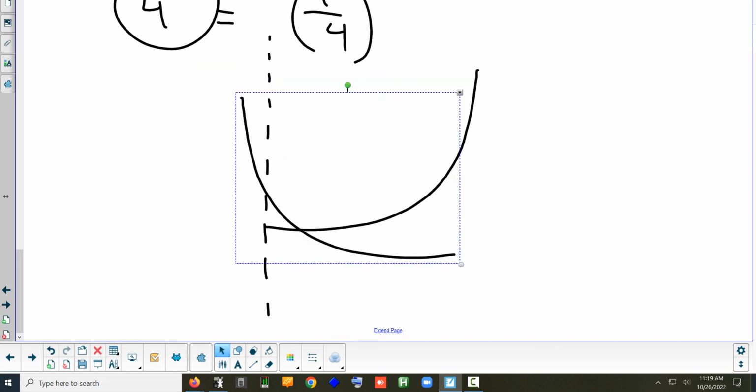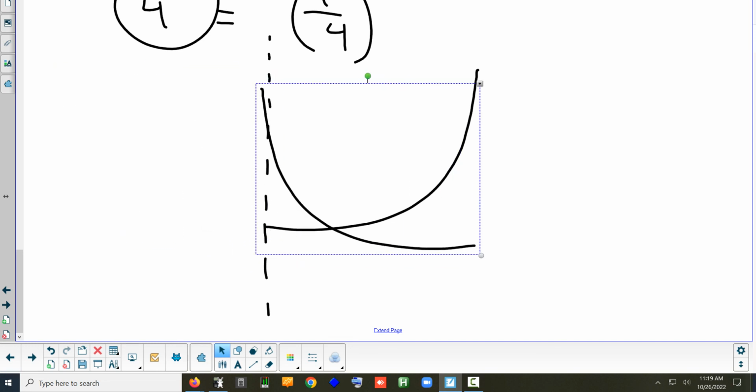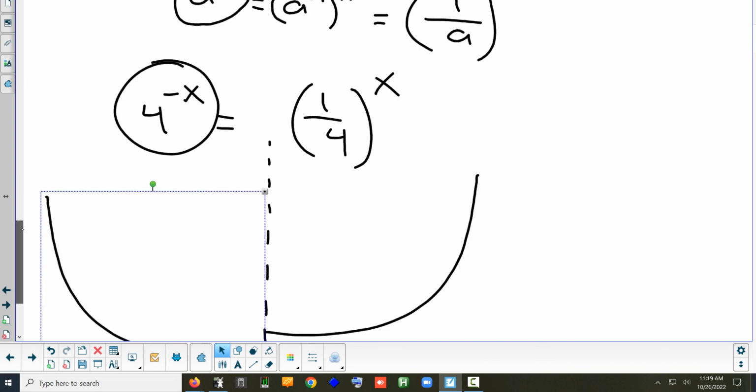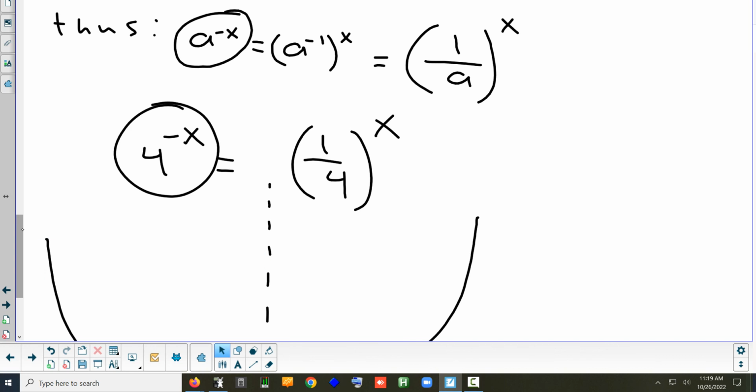So what you really end up getting is what's called a decay graph. It's a graph that goes down as you go to the right. And that's because of the horizontal reflection of the negative. If you put a negative in front, it would be a vertical reflection. So you can do all the transformations, just like always.